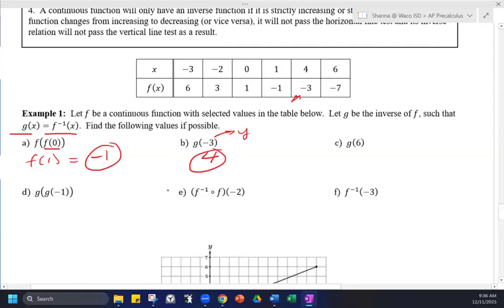Let's try it again to make sure we understand. g of 6. g is my inverse, so I'm going to the y. Okay? And what does going to the y and going to 6 give me? Negative 3. Make sense? Okay? All right, what about g of negative 1? g of negative 1 gives me 1. So now I'm going to g of 1. What does g of 1 give me? 0.